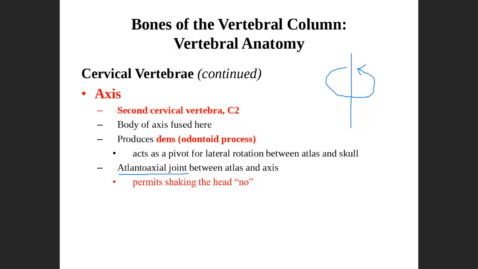All right? Now, where C1 or the atlas articulates with C2, that structure is called the dens. It's a process. It's a bony process. So you call it the dens or the odontoid process. I know what I want to call it. Four letters, easy. Okay? But it is a pivot joint. So the dens acts as that pivot point for that lateral rotation.